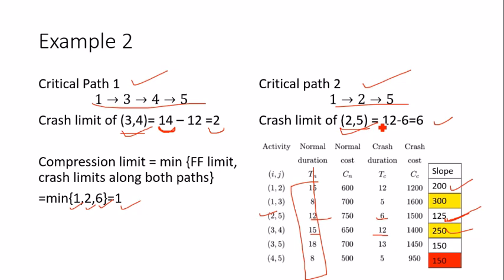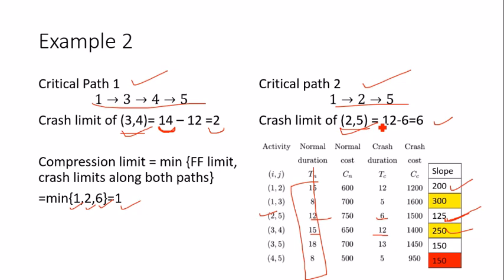So please listen to this point very carefully. Many of the students are confused. They think that if we are compressing 1 day on one path, 1 day on another path, then overall there might be a reduction of 2 days. That's not true. Overall reduction is going to be also of 1 day. That's why compression along each path is necessary.